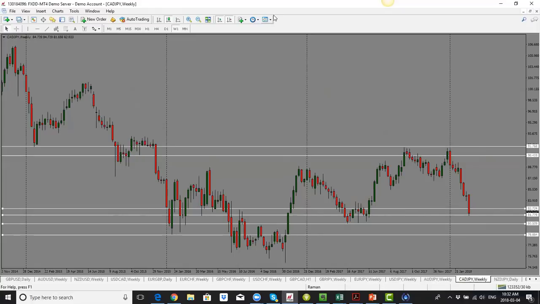Again, I'm looking for a bit of a pullback and then a drop here, but the candle close is very, very bearish. So we could see price drop further. 80.50 first target, 78.80 will be the second target to the downside for CAD yen.